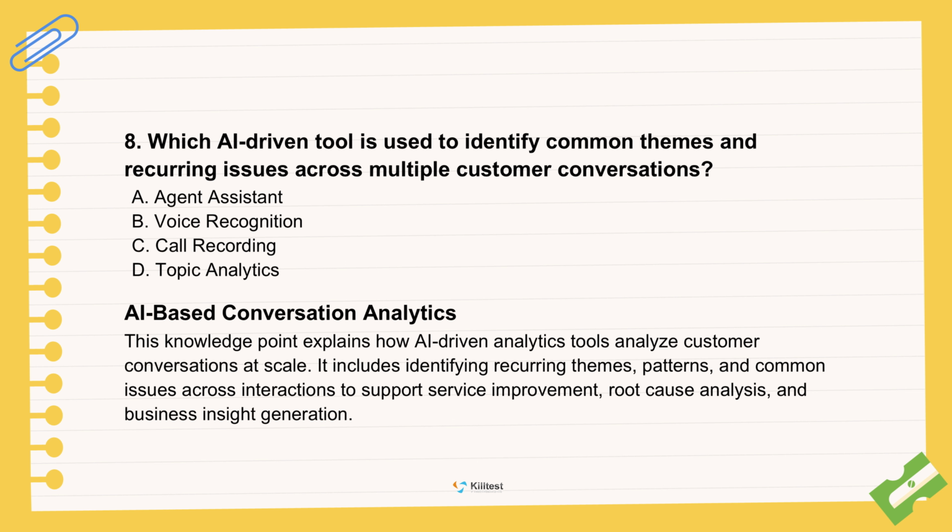So question 8 is about making sense of unstructured data. The scenario: which AI-driven tool is used to identify common themes and recurring issues across multiple customer conversations? The key here is multiple conversations. We're looking at the big picture. Options: A, agent assistant; B, voice recognition; C, call recording; D, topic analytics. The answer is option D, topic analytics.